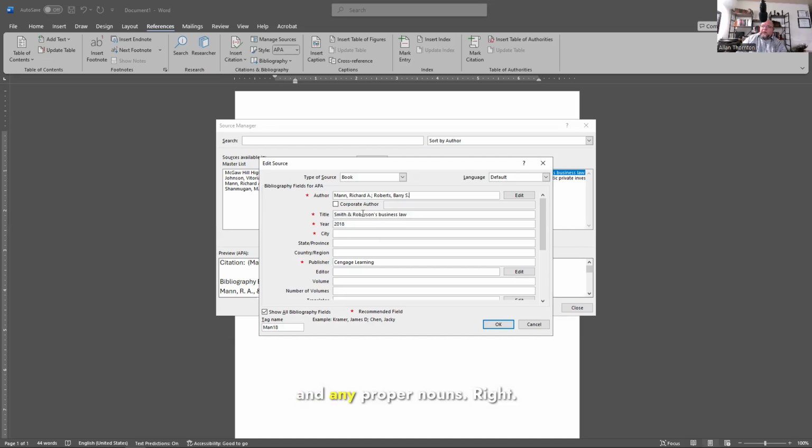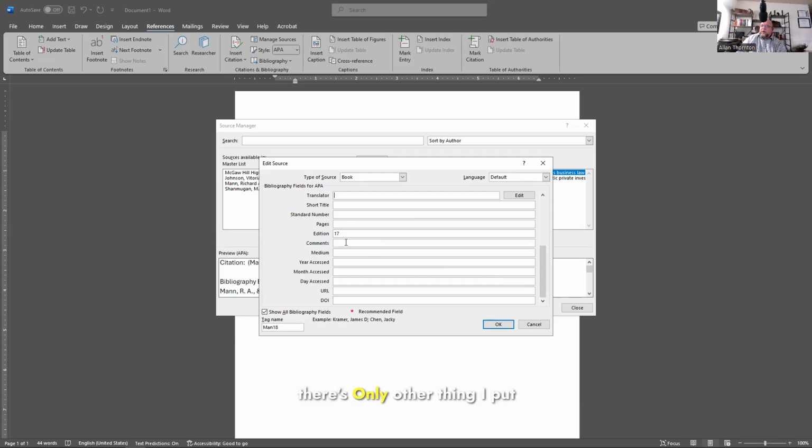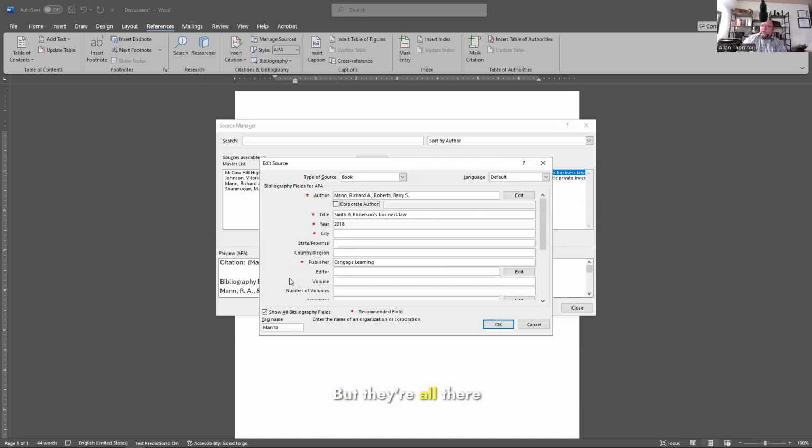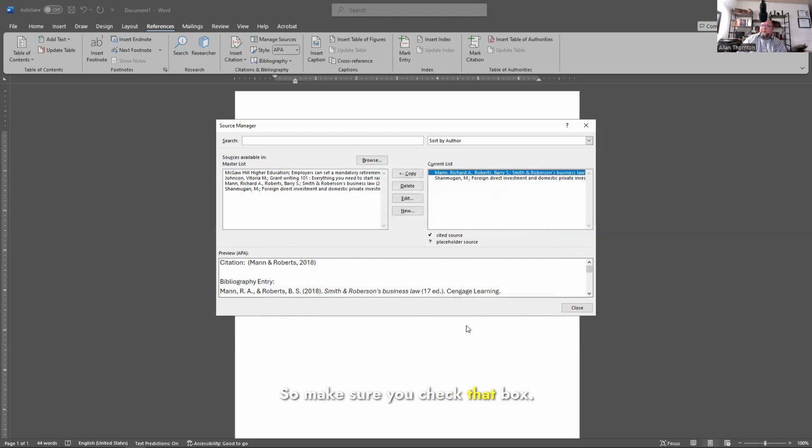First word and any proper nouns are capitalized. The year copyright was 2018. The publisher is Cengage Learning. And if you'll notice, the only other thing I put down here, way down here, is edition, a 17th edition. So you'll have to look for the pieces, but they're all there as long as you check the box that says show all bibliography fields. All right, so make sure you check that box.